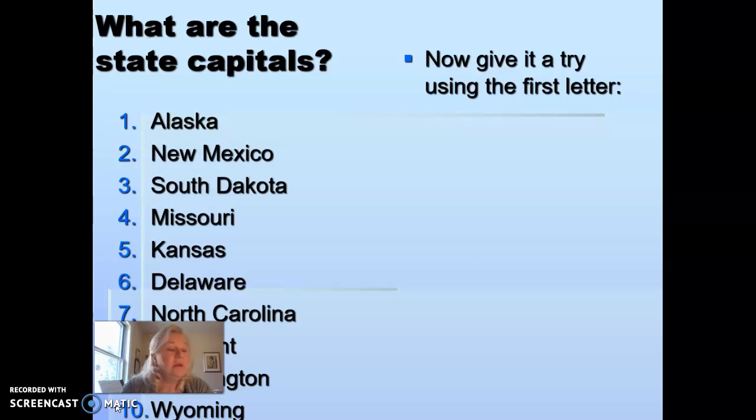I'm going to start today with a memory test. These are the state capitals. A couple of them are obscured by my picture here, but go ahead and pause this, and see if you can write down the capitals of Alaska, New Mexico, South Dakota, Missouri, Kansas, Delaware, North Carolina, Vermont, Washington, and Wyoming. Go ahead and pause and see how many you can recall.